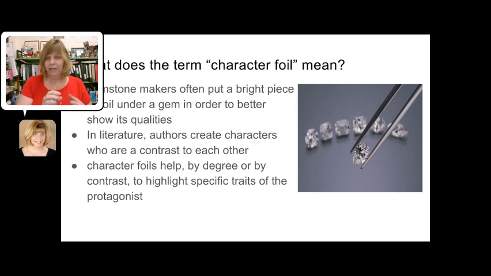In other words, a character foil is going to help by either degree or contrast to highlight specific traits of the protagonist, the same way that the piece of foil under the gem is going to highlight the characteristics of that particular gemstone.